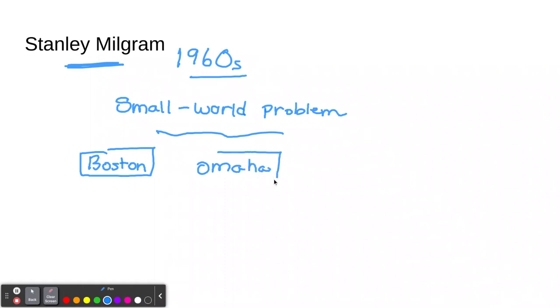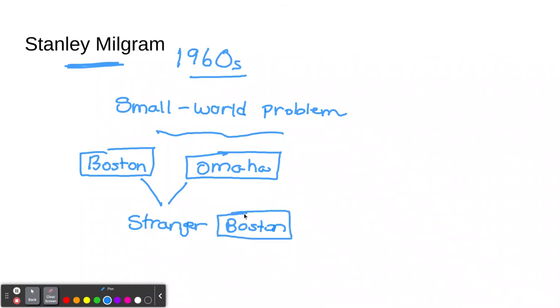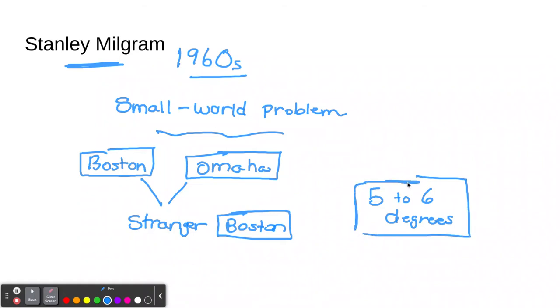he made these people write letters, and they were trying to get to some stranger living in Boston. And in the experiment, it so happened that all these letter writers needed was about maybe 5 to 6 degrees of separation to get this letter across. So that's where he came up with the small world problem. And he said that this may be true. And then sociologists did this where they studied billions of emails.